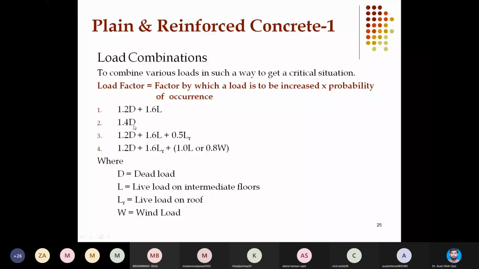So out of them, the load which will be higher and the combination which will give us higher demand will be used, and we want to design the structures using all combinations. But as I said, in PRC 1 and 2, we will focus more on dead and live load, and later loads, in which wind and earthquake will become important, will be covered in some other subject. So basically, two combinations we will discuss in detail.